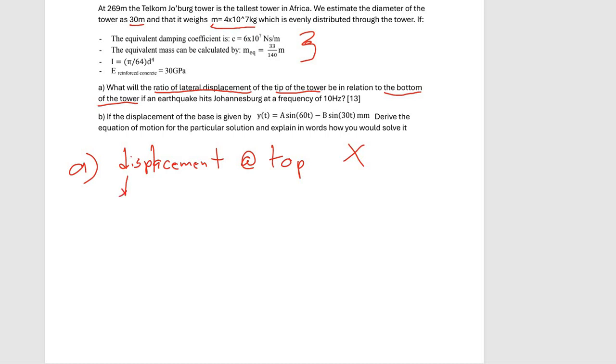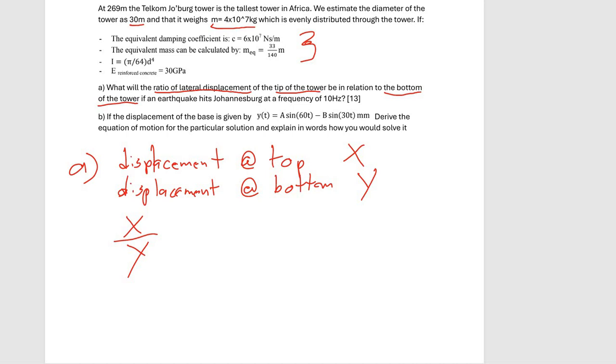And the displacement at the bottom, because we're also given that it's at the bottom, is a value. Let's just assign it a letter y. So what we are interested in finding as per the question is the ratio of these displacements. What is the ratio of the displacement of the tip of the tower versus the bottom of the tower? So we want to find the ratio of those displacements.